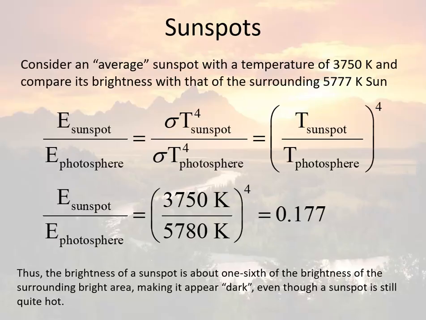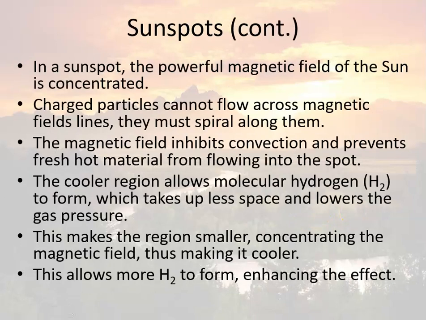So here's that calculation. A typical average sunspot temperature is going to correspond to only about 1/6 as much energy, and that's going to produce a noticeable difference in brightness. So why is it there?